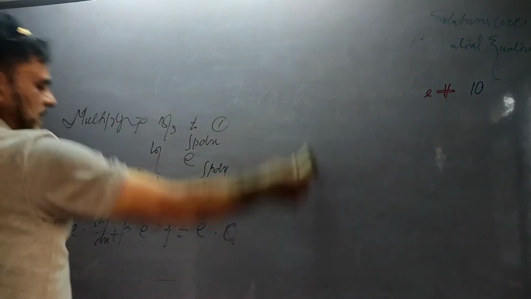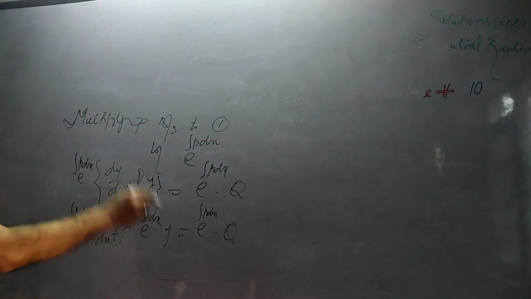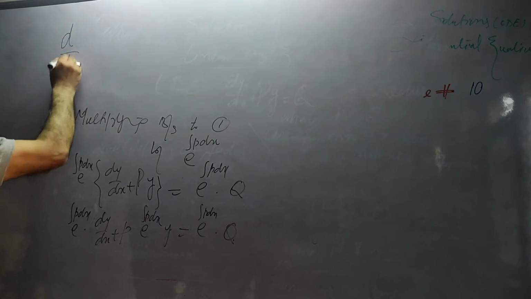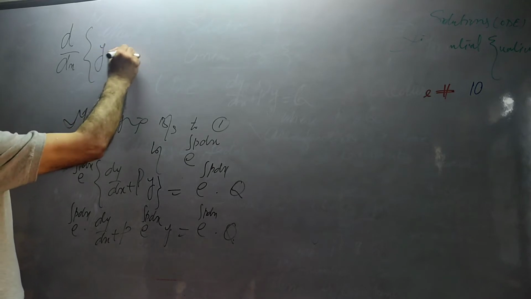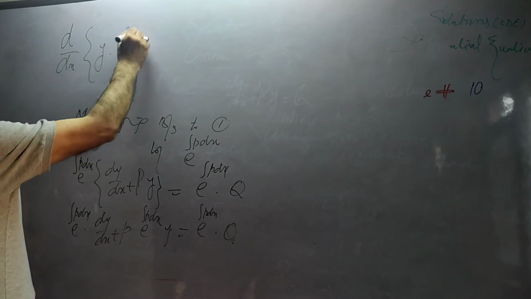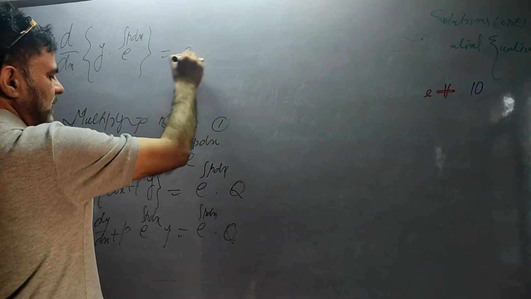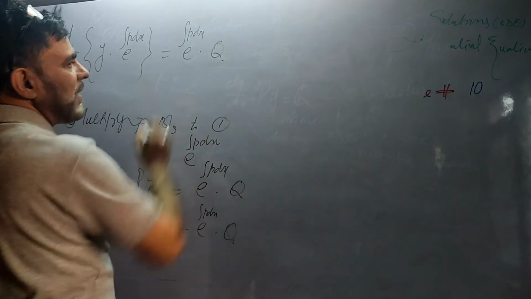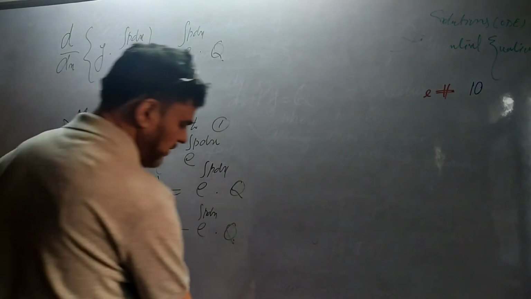I write the left hand side. This left hand side is now what? Your left hand side becomes d by dx of y times e raised to power integral of p dx is equal to e raised to power integral of p dx into q. Now you may ask a question here, how this becomes this.